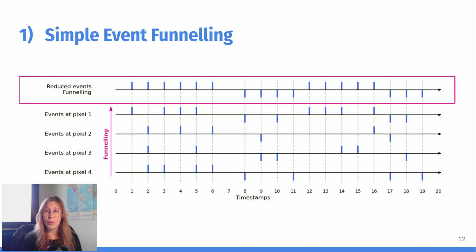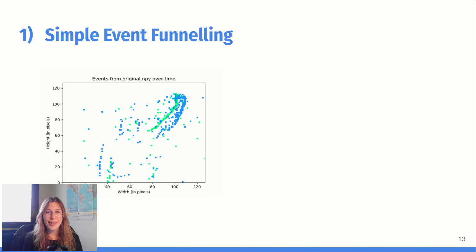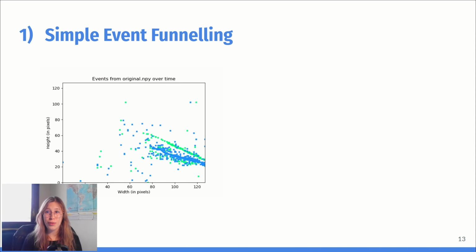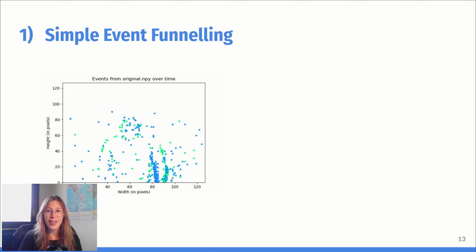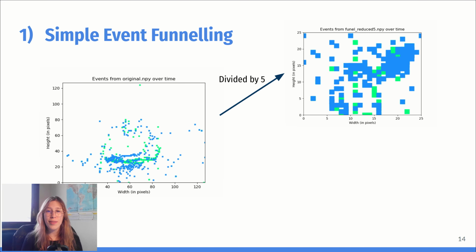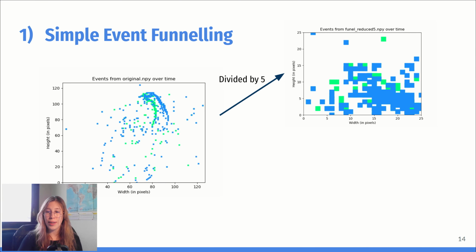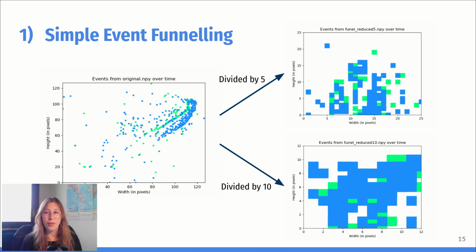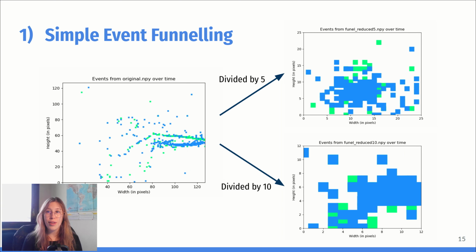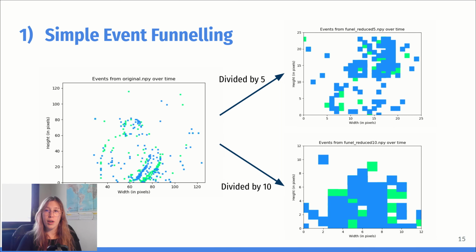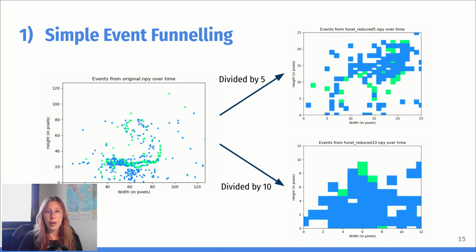As I said, the method is really quick and computationally efficient, but this leads to a really saturated image and data. This is easier to understand with an example. Here we have one sample of the DVS 128 gesture dataset that I presented earlier. When we divide this sample by 5 using simple event funneling, it already gets a bit saturated. And when you divide by 10, you can't really understand anything because it's just too many events. This does not lead to a reduction of the event flow as we would like it to have.